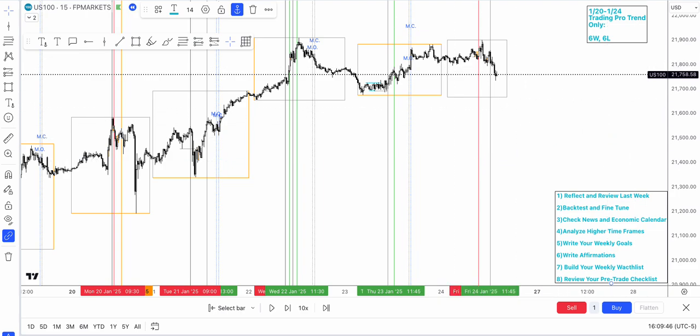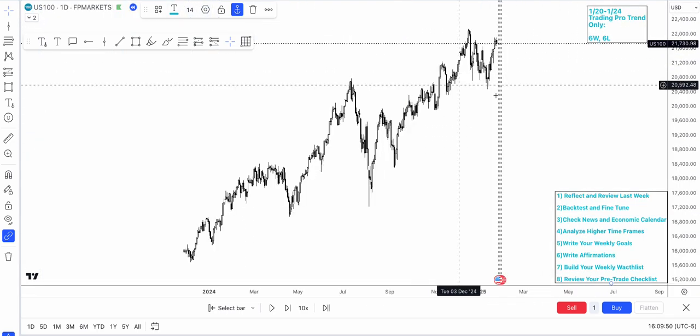I prepared for the week here, and hopefully we'll see what happens with the Nasdaq if it goes up or down and sweeps some more liquidity.